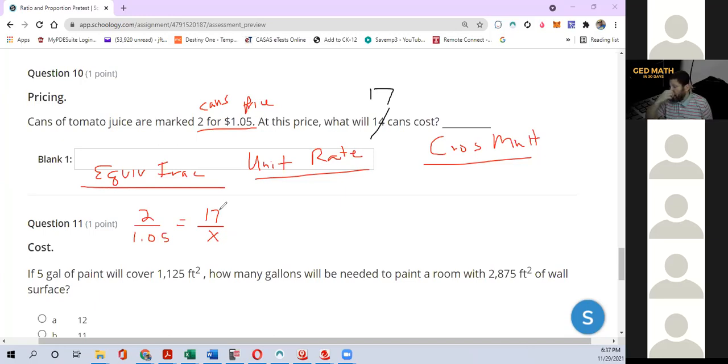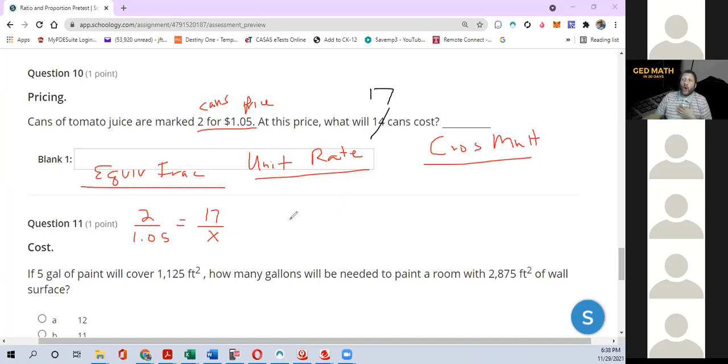Think of a whole number. Is there a whole number that we can multiply by 2 to get 17? No. So even though this proportion is set up correctly, we probably shouldn't use equivalent fractions. Okay, so now I'm going to go to unit rate.